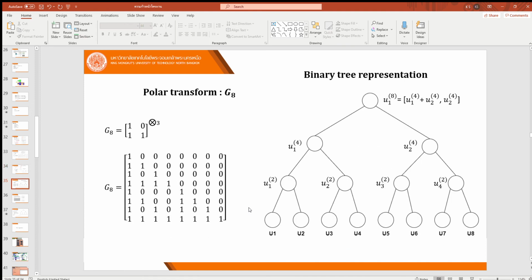You do the same thing for G8. You have 1110, and then you execute it 3 times. You're going to get this kind of matrix. So you can see 10 will be increased, and then 11, and then 101, 111, like this. And this is a binary tree representation of G8.